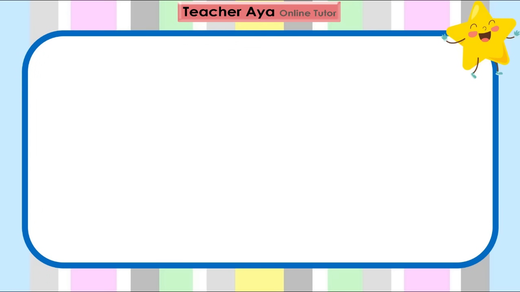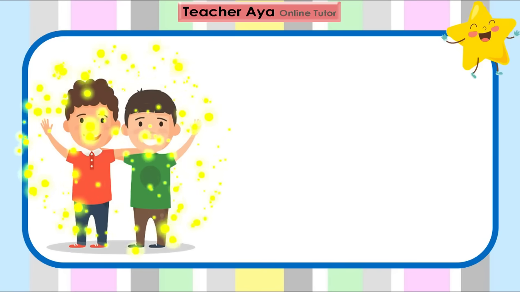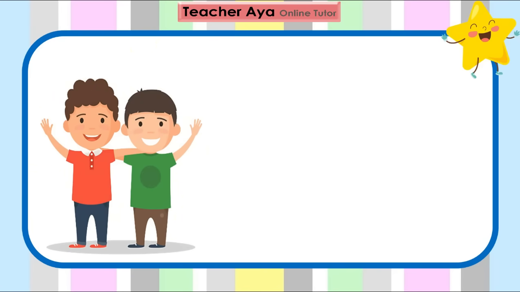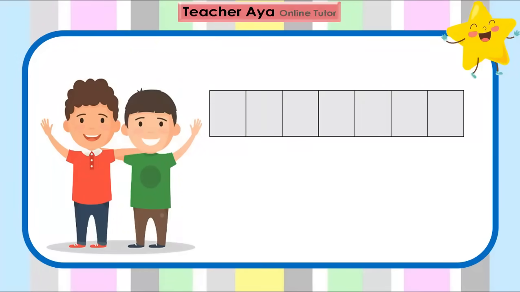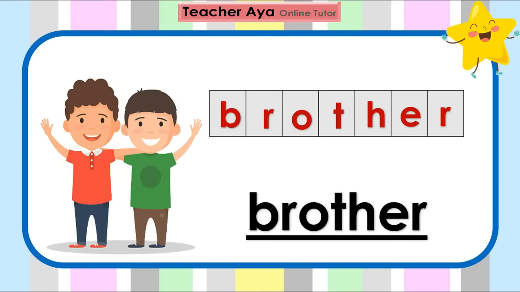Let's spell the word brother. Brother. B-R-O-T-H-E-R. Brother. Your turn to spell, children.